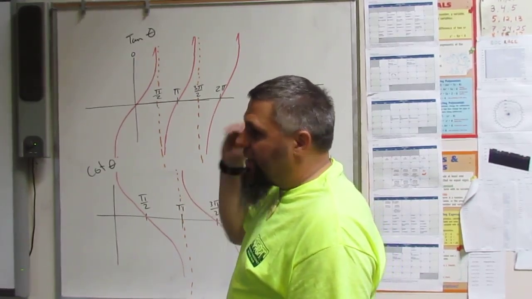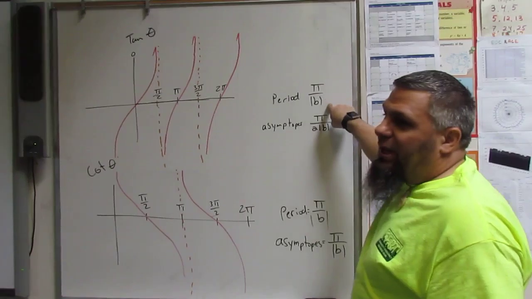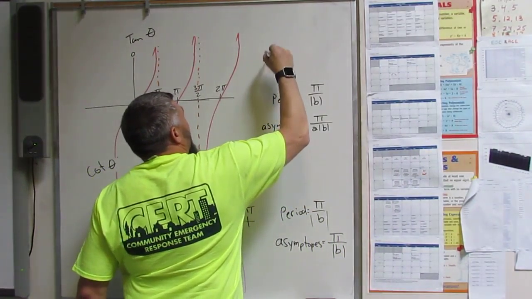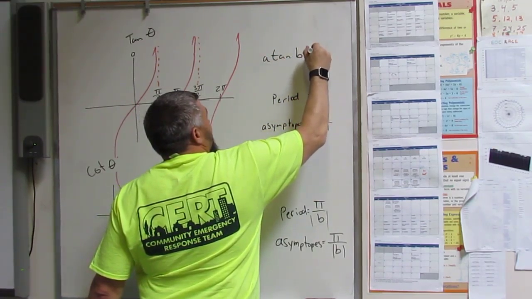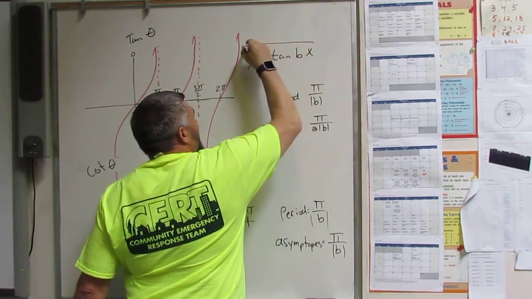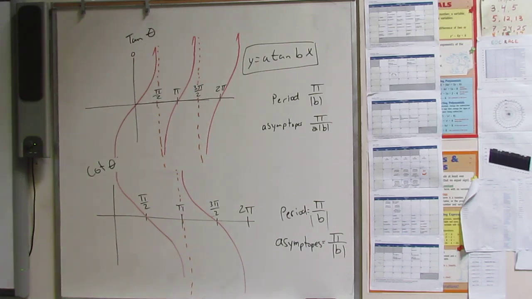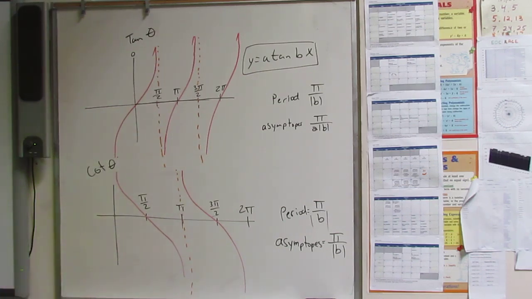So for every pi, the period is pi over b. Remember b? Remember when you have that y equals a tangent bx? That's from yesterday when we talked about sine and cosine, right? Same thing with tangent. One of them's your period and one of them's your amplitude, right?